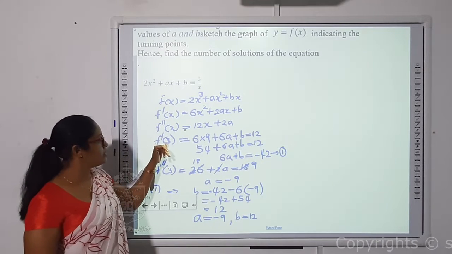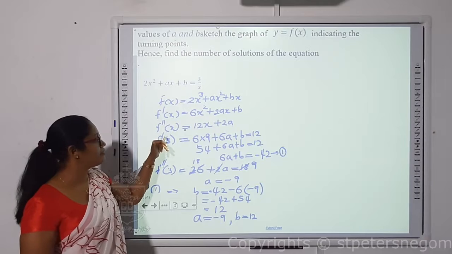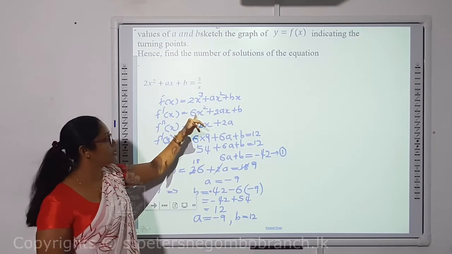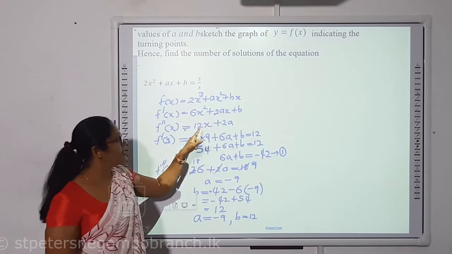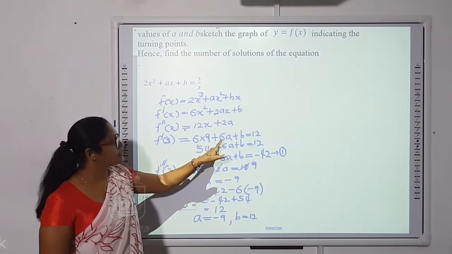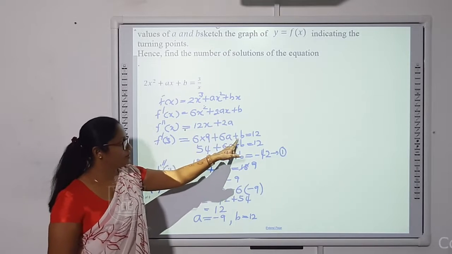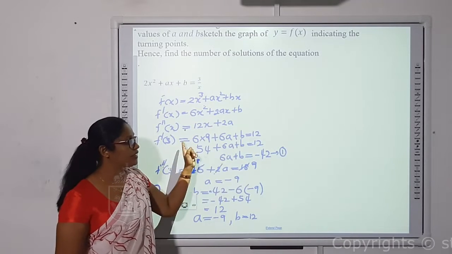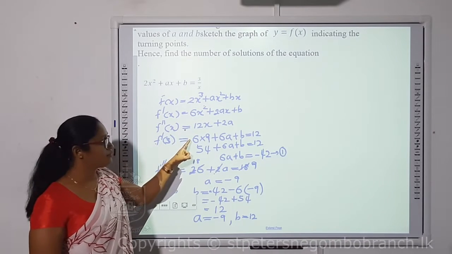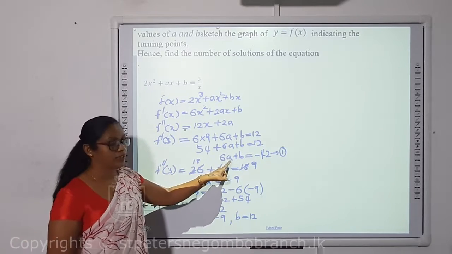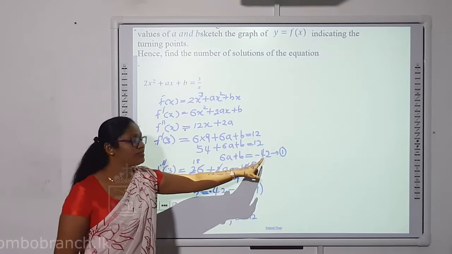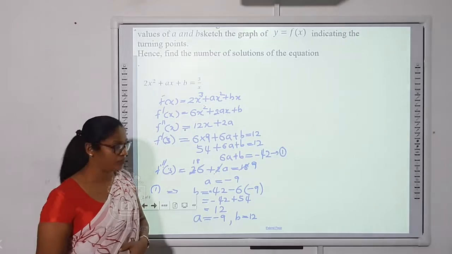F dash 3, right? To find f dash 3, I just put the value 3 instead of x, right? So 6 times the square of 3, that is 9, and 6a, plus b. The answer of that is given, it is 12, right? So using this information, I build an equation of a and b: 6a plus b equals minus 42. That is the first equation.